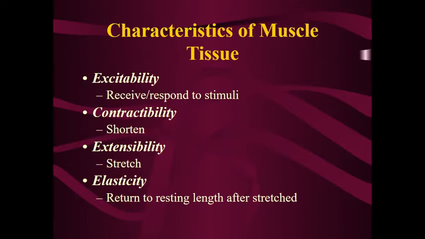Muscle tissue has excitability, which means that it's able to receive and respond to stimuli from the nervous system. Contractibility means that it has the ability to shorten, which is the main function of how muscles work. Extensibility, meaning muscles can stretch. And elasticity, returning to the resting length after being stretched.